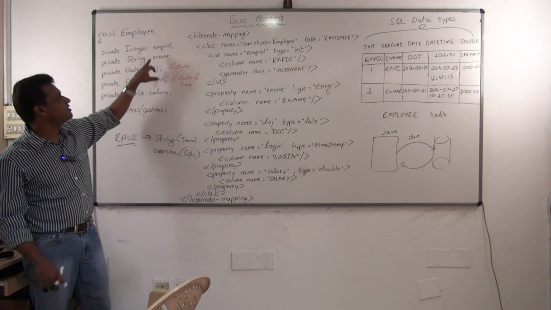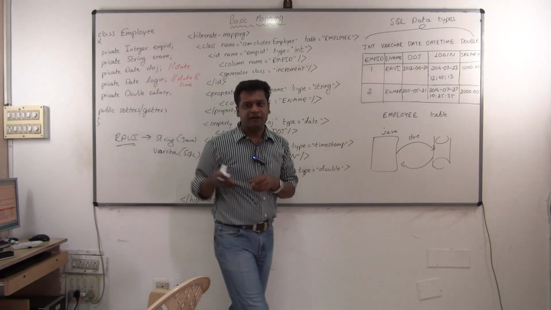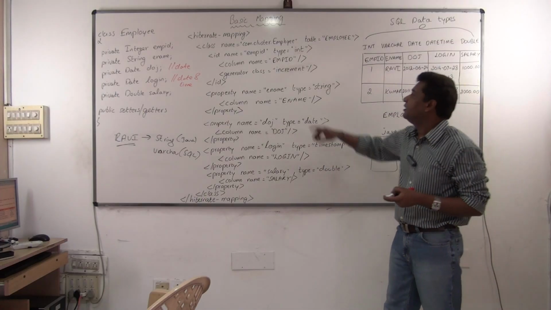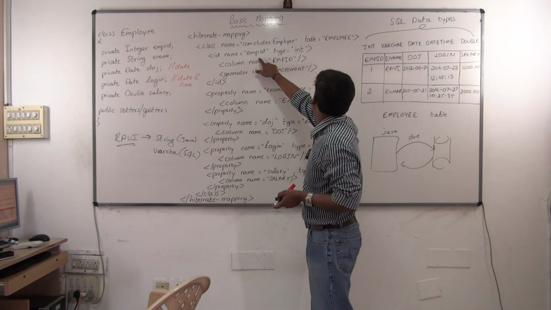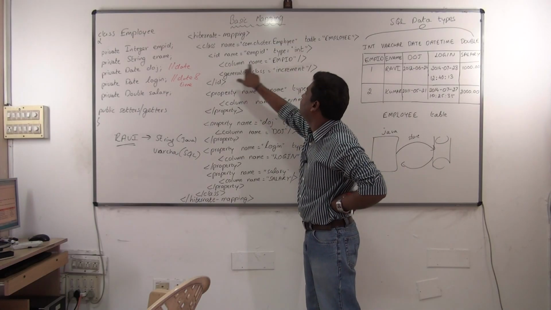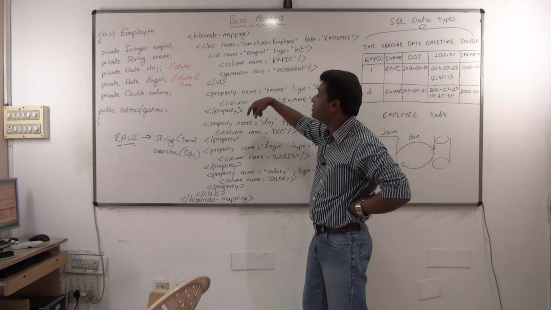Fine. So with that in mind, see this now. ID, name is equal to EMPID. So that's the first property now. EMPID has to be mapped with what? EMPID column, correct? So that's it. ID name is equal to EMPID. Fine. This is the first one, and it will be mapped with the EMPID column. So mapping becomes easy for you if you follow the conventions.